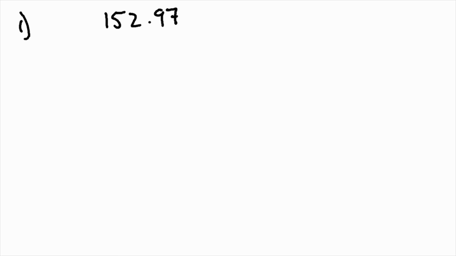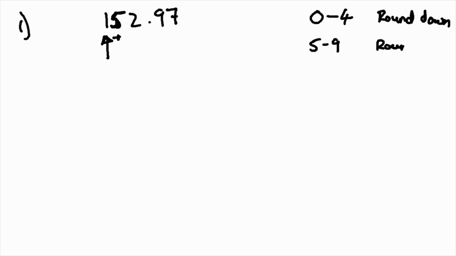But we could say, is there a quicker way of doing that? Well, what we do is when we round, if we're rounding to the nearest 100, we'd look in the hundreds column and then we would look right, at the digit immediately right of the one we're interested in. Now, if the digit is 0 to 4, we round our number down. If the digit is 5 to 9, we round up.